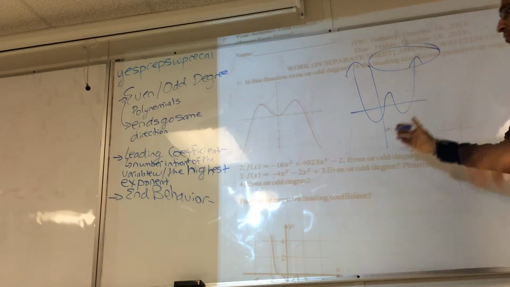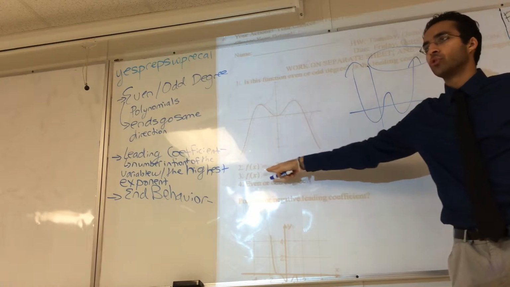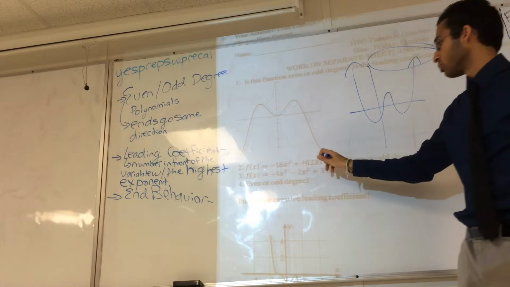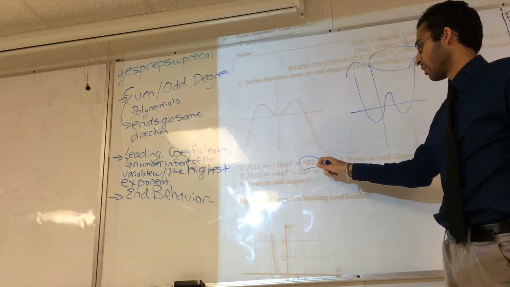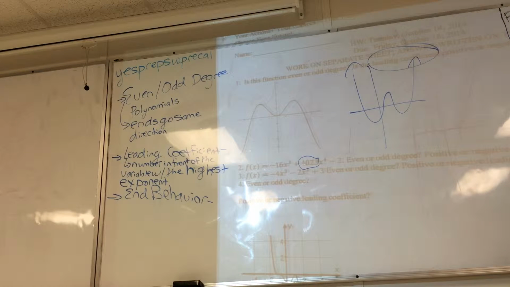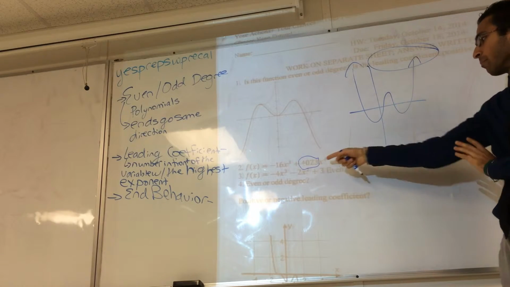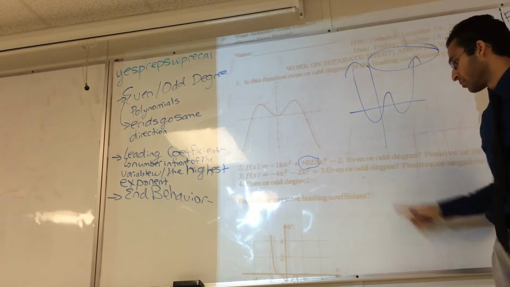Okay, so we know this is the leading coefficient. So an example would be the following. If you look at problem 2, the leading coefficient would be 4,023, because that is the number in front of the biggest exponent. Questions on that? So leading coefficient is just the number in front of the highest exponent.